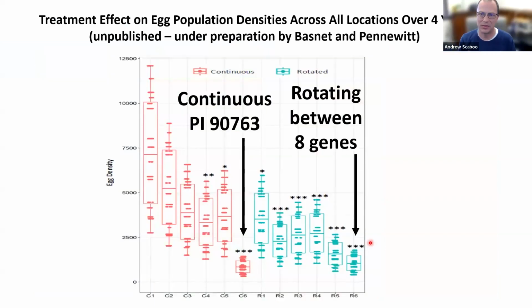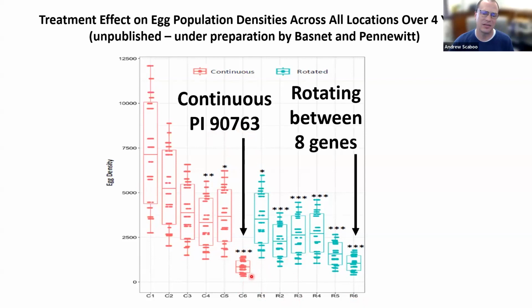So this is unpublished data, but both Paul and Monica said they're going to put this out this year. What this shows here is we have our egg density on the y-axis, and then the C columns represent continuous planting, and the R columns represent rotations of different genetic sources. What I hope you can see here is that if we continuously plant our 9763 PI, that really reduced our population egg density significantly and dramatically compared to all other continuous planting.